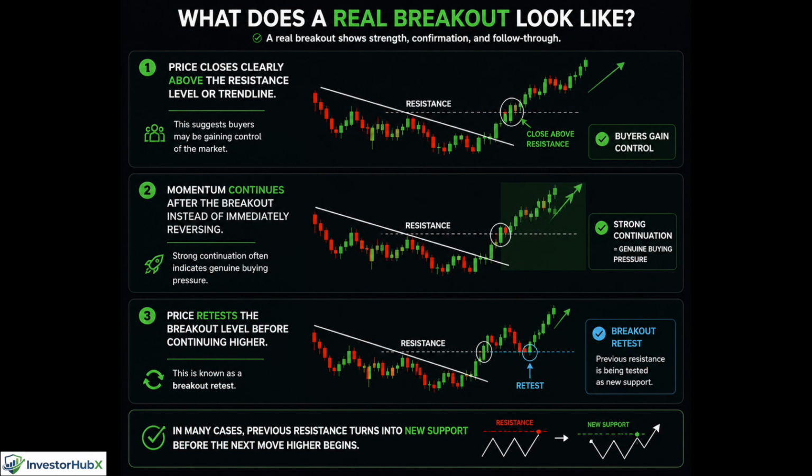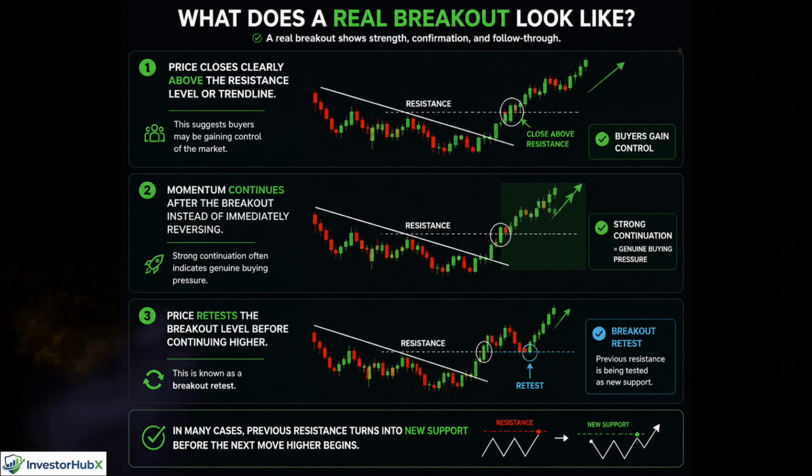So, what does a real breakout usually look like? First, price closes clearly above the resistance level or trend line. This suggests buyers may be gaining control of the market. Second, momentum continues after the breakout instead of immediately reversing. Strong continuation often indicates genuine buying pressure. And sometimes, price retests the breakout level before continuing higher. This is known as a breakout retest. In many cases, previous resistance turns into new support before the next move higher begins.